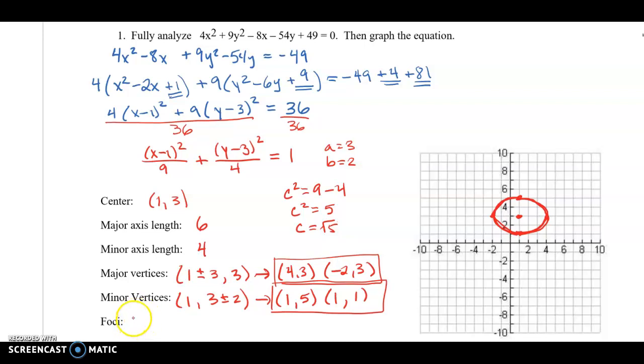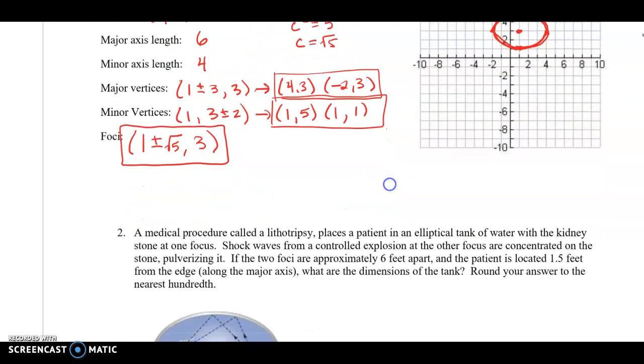So my foci in the x direction will be 1 plus or minus root 5, 3, and I'm actually okay just leaving it like that. Okay, so there's our analysis with the extra step of factoring at the beginning. Okay, let's move on to number 2.